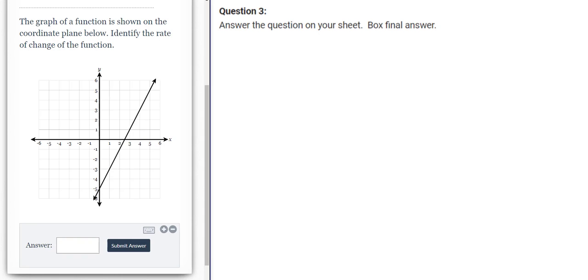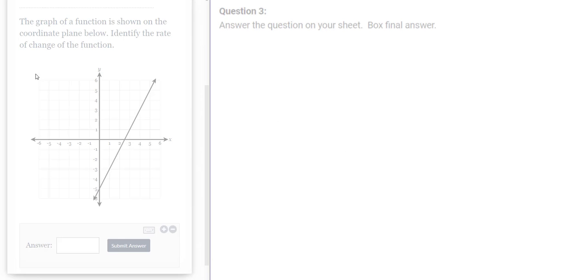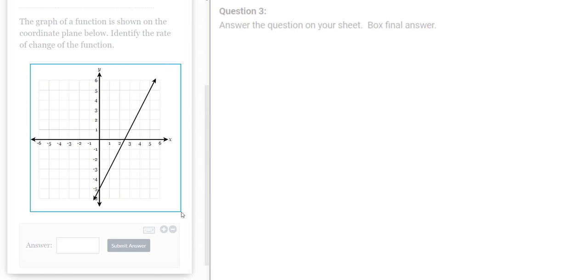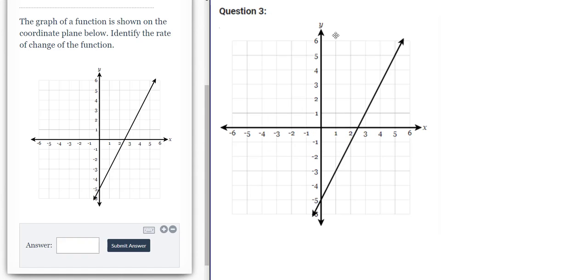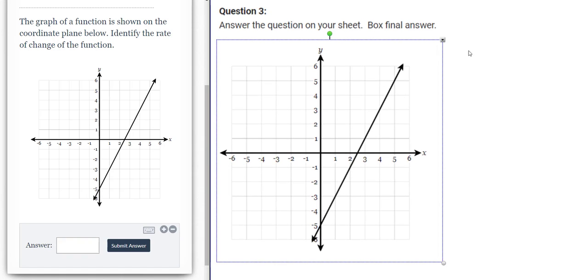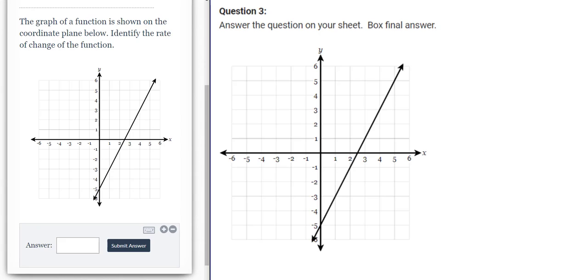So here's the deal. I'm going to capture this to my whiteboard just so I can clearly show what's going to happen. You don't have to copy this graph on your test. Notice the instructions simply say answer the question. So when we're given a graph, the quickest way to find a slope is just to come up with 2 points. So honestly, I would use this point and this point right here.